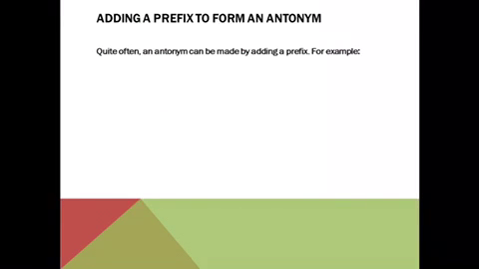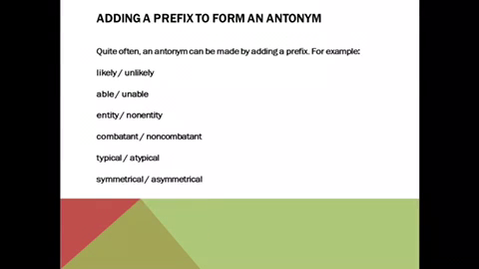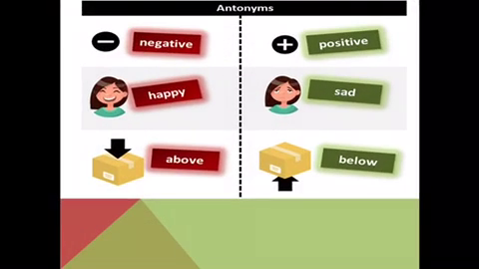Then, if we would like to make an antonym, sometimes we can add a prefix to form it. Quite often, an antonym can be made by adding a prefix, as in these examples: likely and unlikely, able and unable, entity and non-entity, competent and non-competent, typical and atypical, symmetrical and asymmetrical, decent and indecent, agreeing and disagreeing.